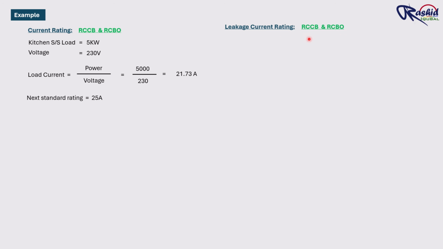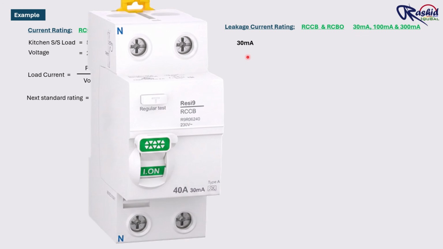The most common leakage ratings are 30 mA, 100 mA and 300 mA. Each rating is used for a different application. Let's understand them one by one. A 30 mA RCCB or RCBO is mainly used for human protection.